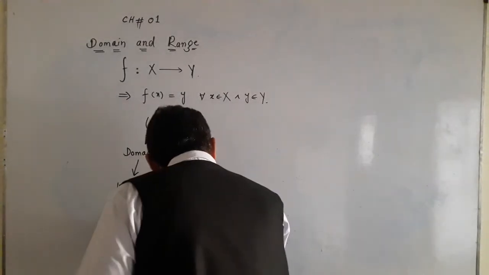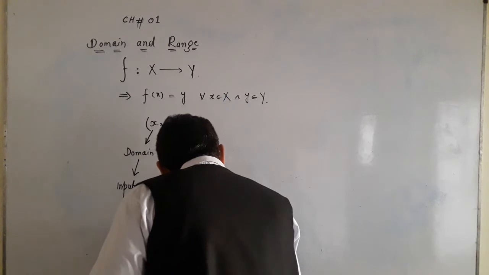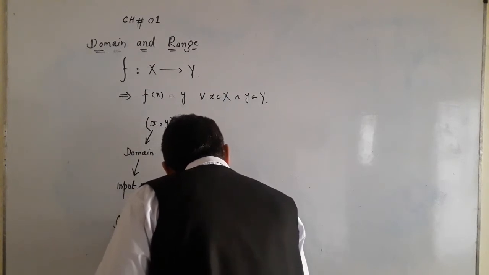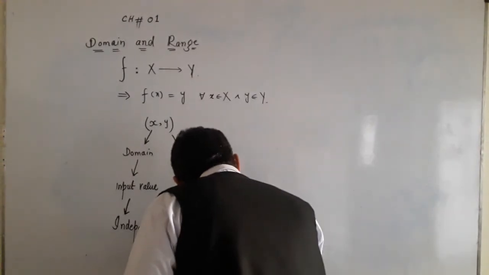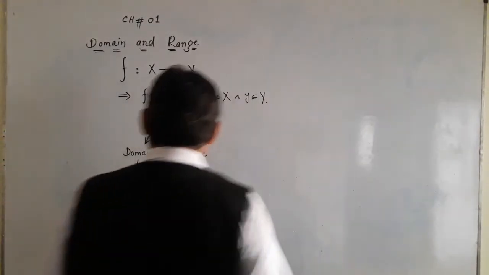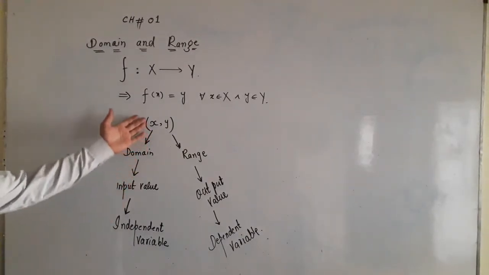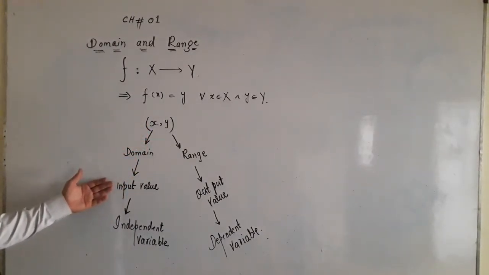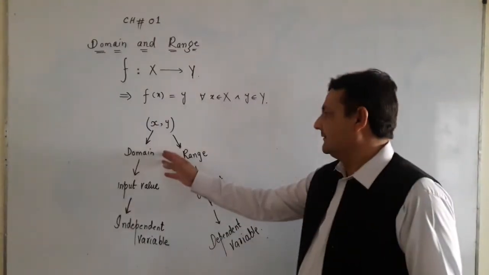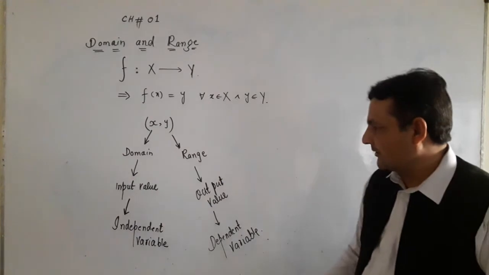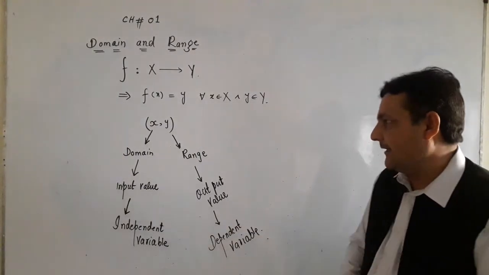And range is also known as dependent variable. The first element of the ordered pair, which is x, is known as the domain or input value or independent variable. The second element y is known as the range, also known as output value, or the dependent variable.